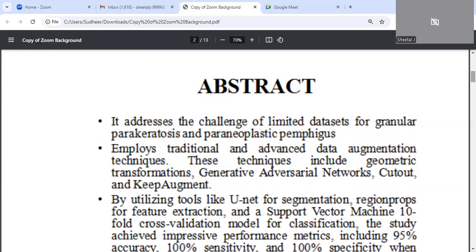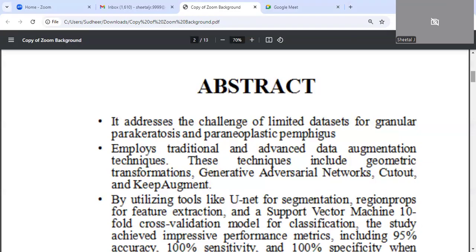This is a research that deals with a problem in medical image processing. Whenever an important step is to be taken in the diagnosis, a larger number of images are required. But at present, only a limited amount of data sets is available. To overcome this, we are implementing a technology for augmenting the data set. It is used to address the challenge of data sets for two main diseases, parakeratosis and paraneoplastic pemphigus.